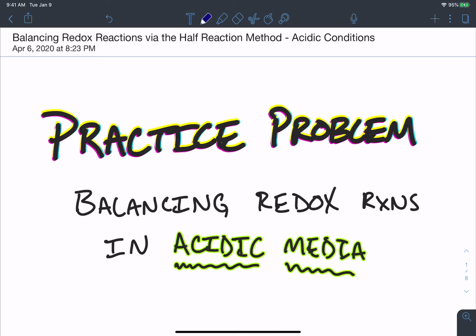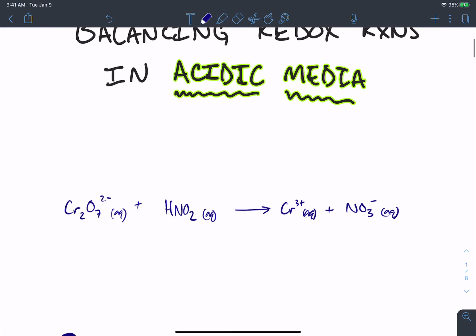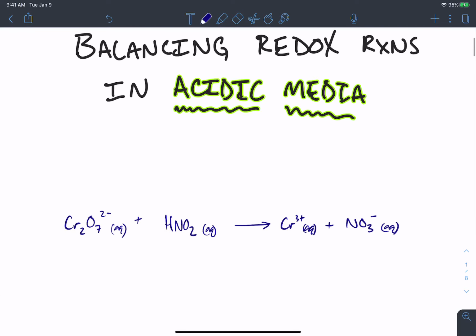Today we're looking at balancing redox reactions in acidic media. So here is the reaction that we want to balance. Notice if we try to balance this using conventional means, where we just put coefficients in front of each one of these reactants and products, we hit a roadblock pretty much immediately: we have hydrogen on the reactant side and no hydrogen whatsoever on the product side. So there's no way that we can balance this just by adding coefficients.